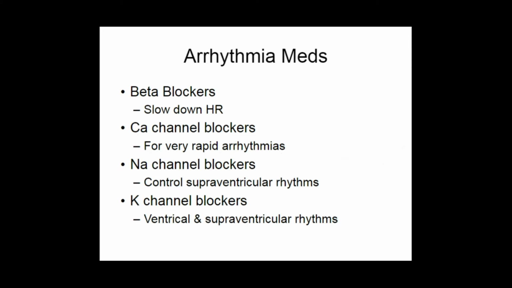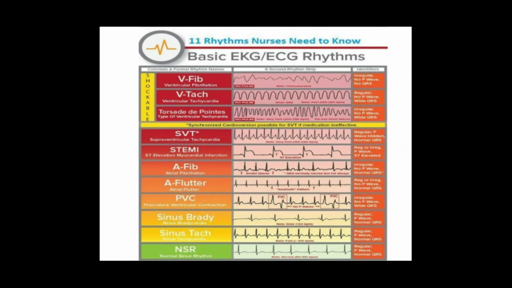Types of medications that we can give are beta blockers, which slow down the heart rate, or calcium channel blockers that can help very rapid arrhythmias, sodium channel blockers, which control supraventricular rhythms, and then potassium channel blockers, which can control ventricular or supraventricular rhythms.